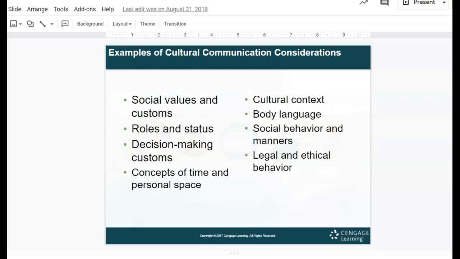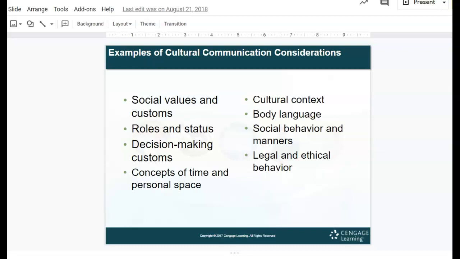So some examples of cultural communication considerations, and again, we will talk about this at length in chapters 5 and 6, are social values and customs, roles and status. Celebrities supposedly tend to get better care. I can't really justify that. I don't know that that's a fact, but it's roles and status. There are definitely times where people of excessive status in the world and in society receive things that those that are not of that status do not receive.